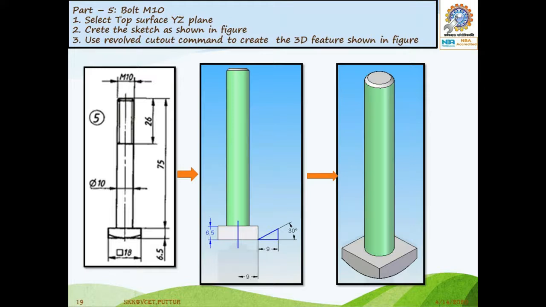Then to create the chamfer circle, you have to go to the revolve cutout command. Then you have to draw the same sketch that you saw in this slide. Then you have to select the axis of revolution, then click return. Finally you can get the chamfer circle along with the final shape of the bolt.